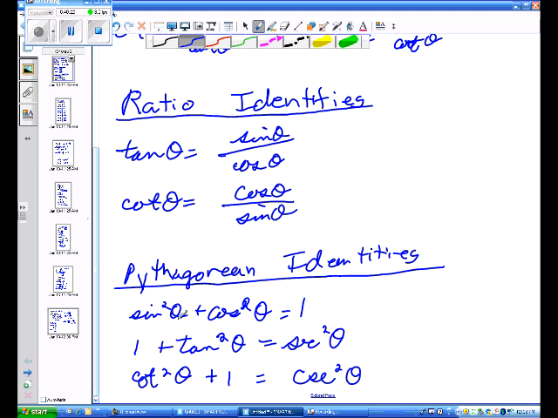And then your Pythagorean identities: sine squared plus cosine squared equals 1. Along with that, you would know that cosine squared equals 1 minus sine squared, and sine squared equals 1 minus cosine squared. 1 plus tangent squared equals secant squared, and there are two other variations of that, and cotangent squared plus 1 equals cosecant squared. Okay, in the next lesson, we're going to look at a little different way of using these identities and using them for simplification.